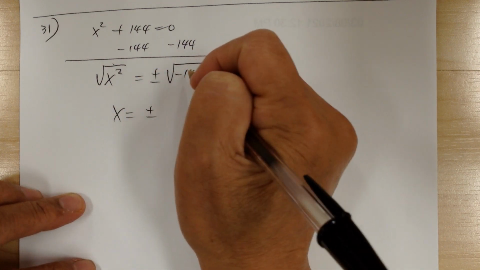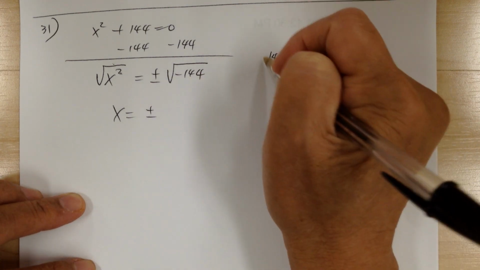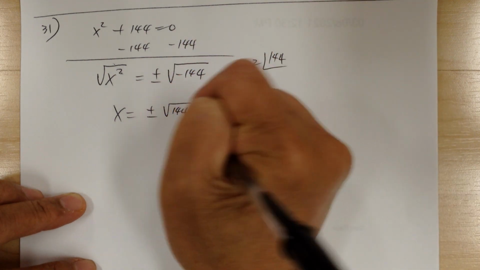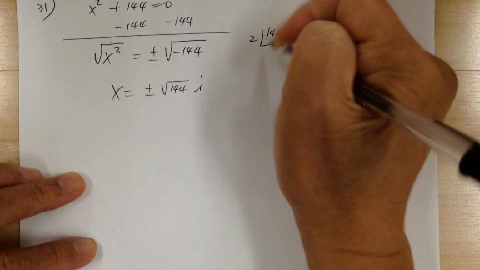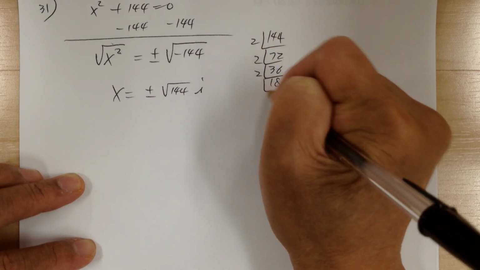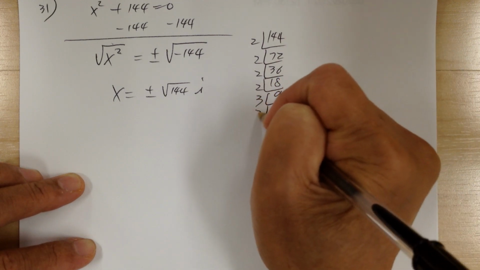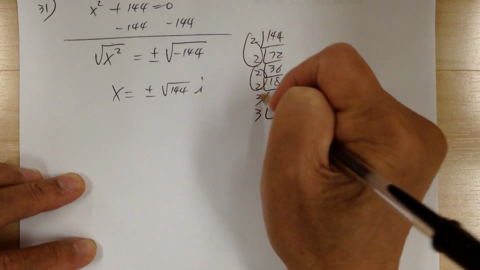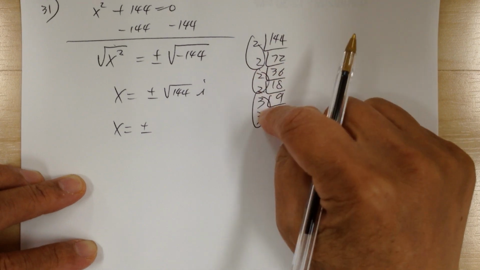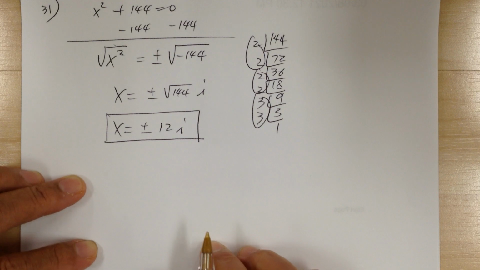And now, square root of 144 is equal to 12. So if you don't see that, okay, let's do this. Let's take care of the i first, and then from here we can go ahead and simplify. So I get 2, 2, and 3. So x equal to plus or minus. So 2 times 2 is 4, times 3 is 12. So it'd be plus or minus 12i.